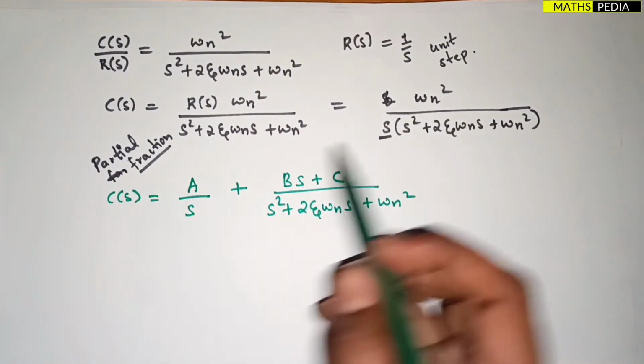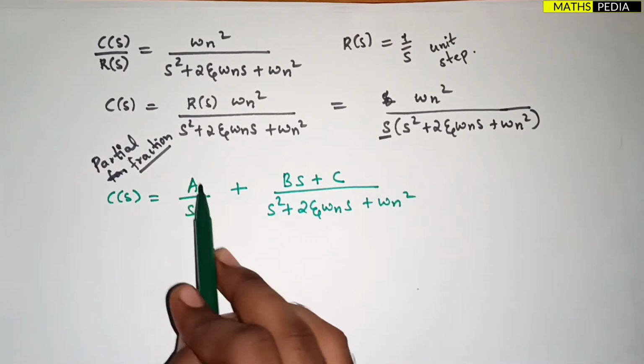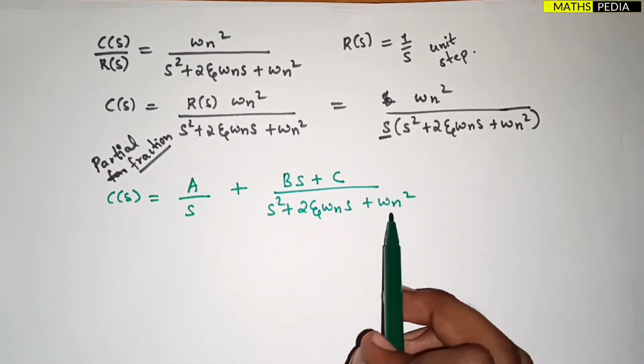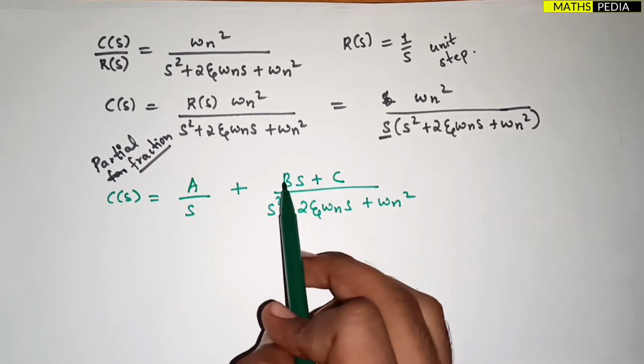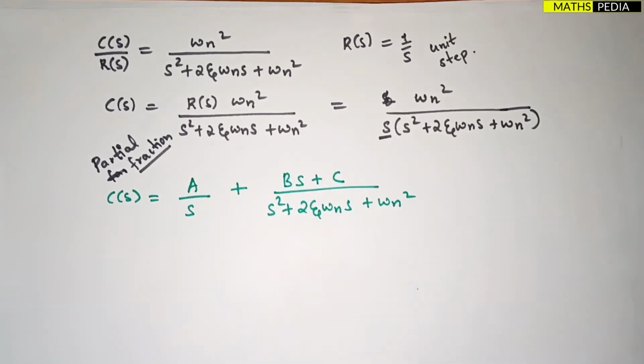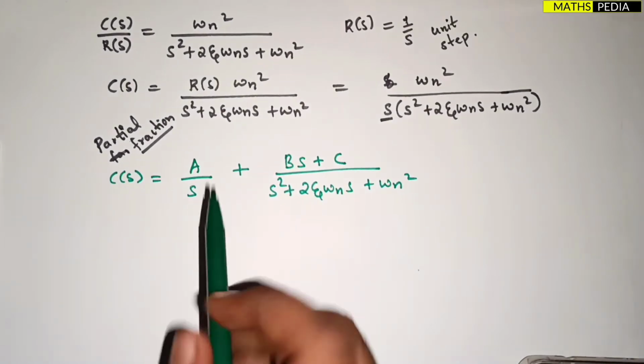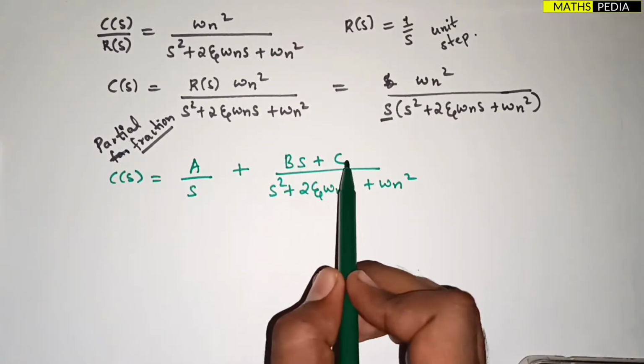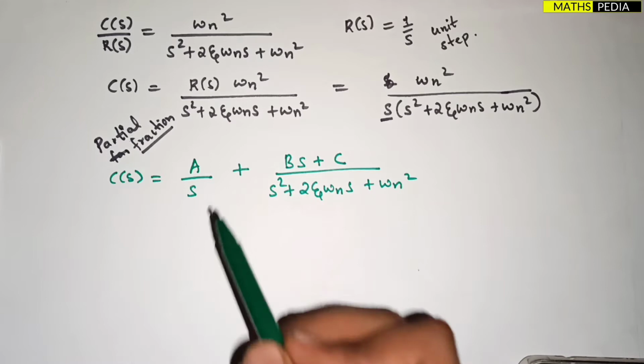In the partial fraction method, for a linear factor you have to consider only one variable. Whenever you get a quadratic, you have to consider it in this form, B s plus C. S is the variable, that's why s comes here. Now I have to find out the A value, B value and C value and put them here.